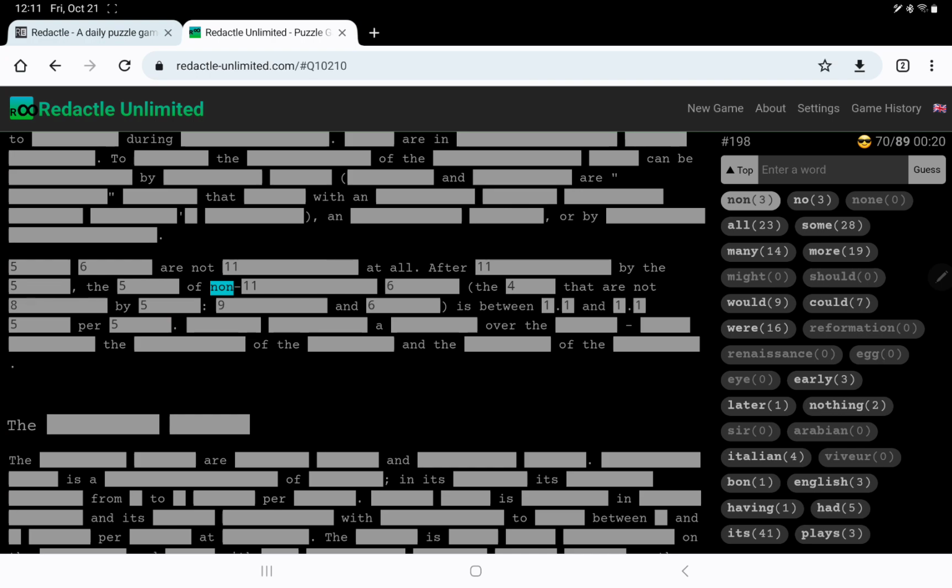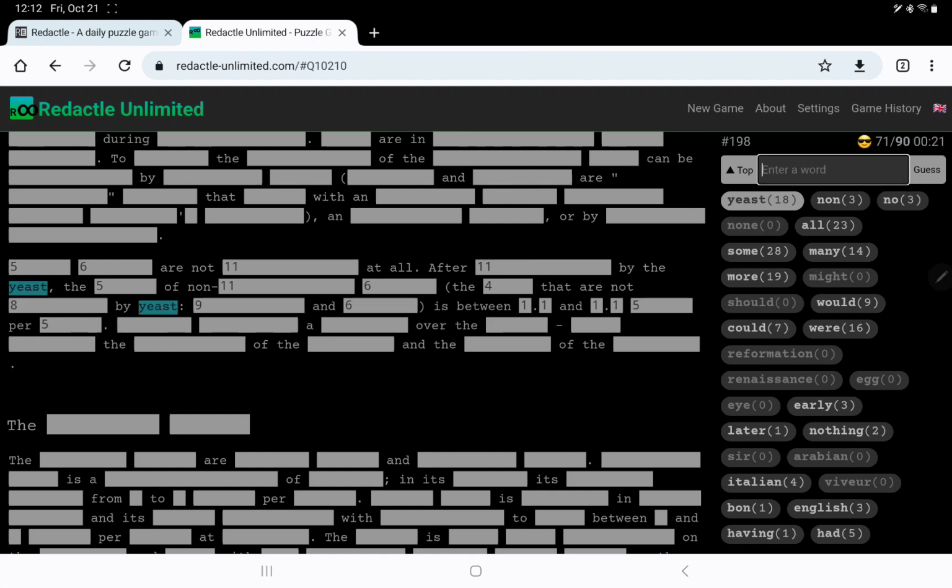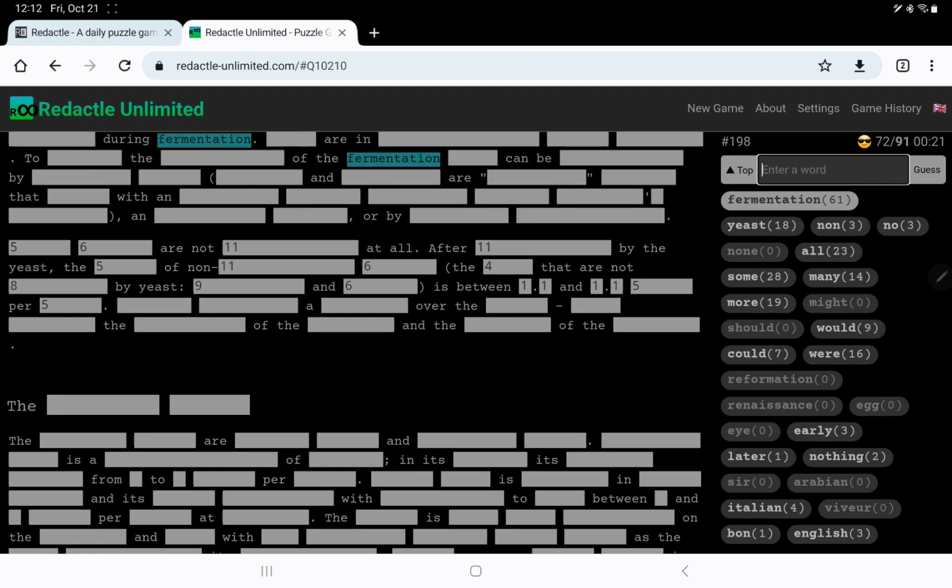Trying to think. Alcoholic is only 9 letters. Vegetarian is 10. Kosher is 6, so they are not something at all. And then the something of after 11 by the 5. By the yeast? Oh, after fermentation? That's 12. We do have fermentation.